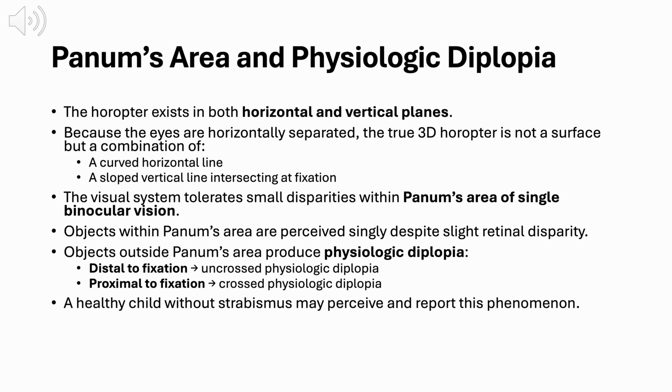When objects fall outside Panum's area, physiologic diplopia occurs. Objects farther than the fixation point produce uncrossed diplopia, while objects closer than fixation produce crossed diplopia. A healthy child without strabismus may notice and even describe this phenomenon, and it remains a normal feature of binocular vision.